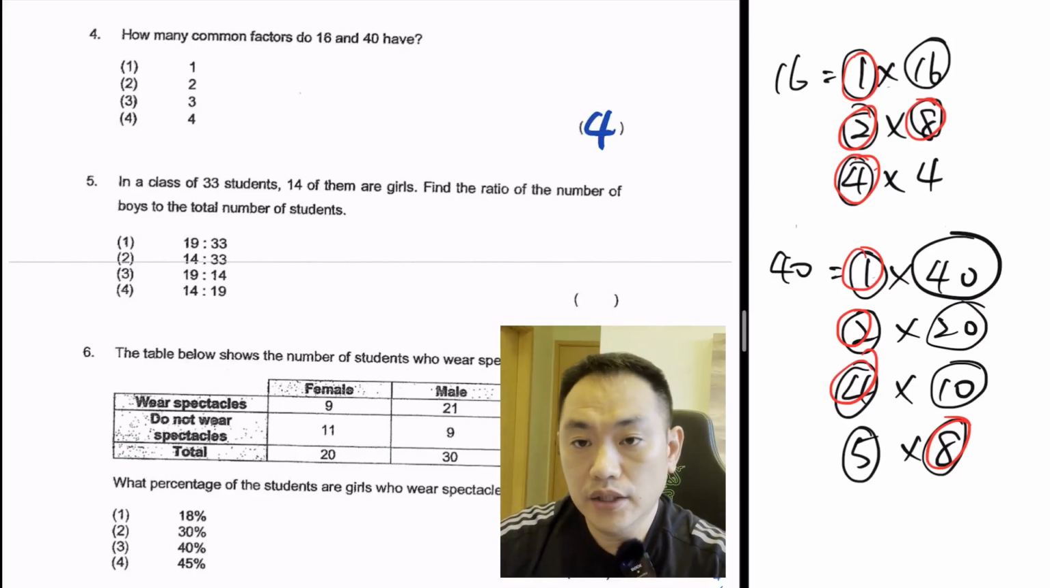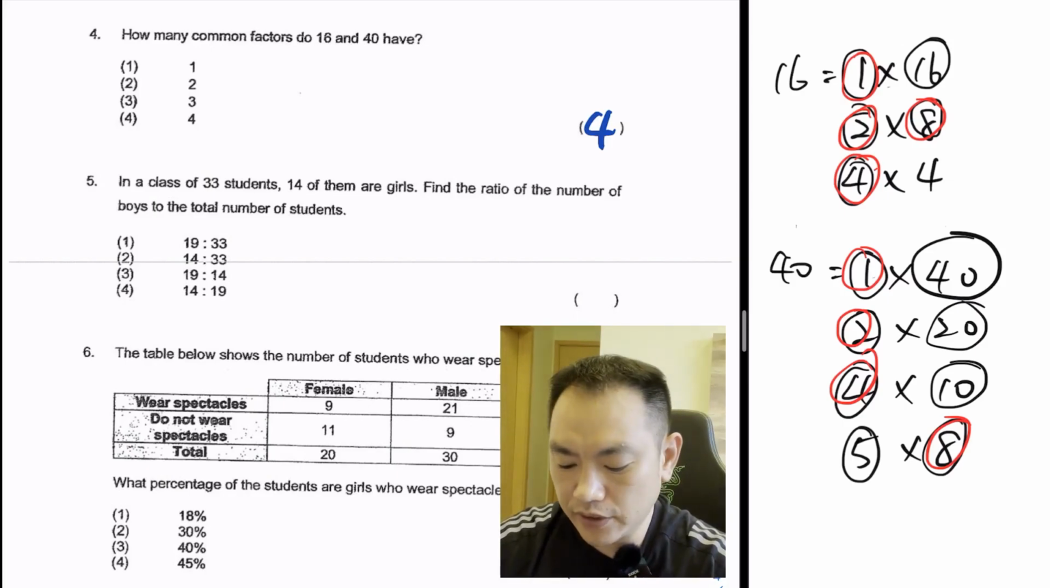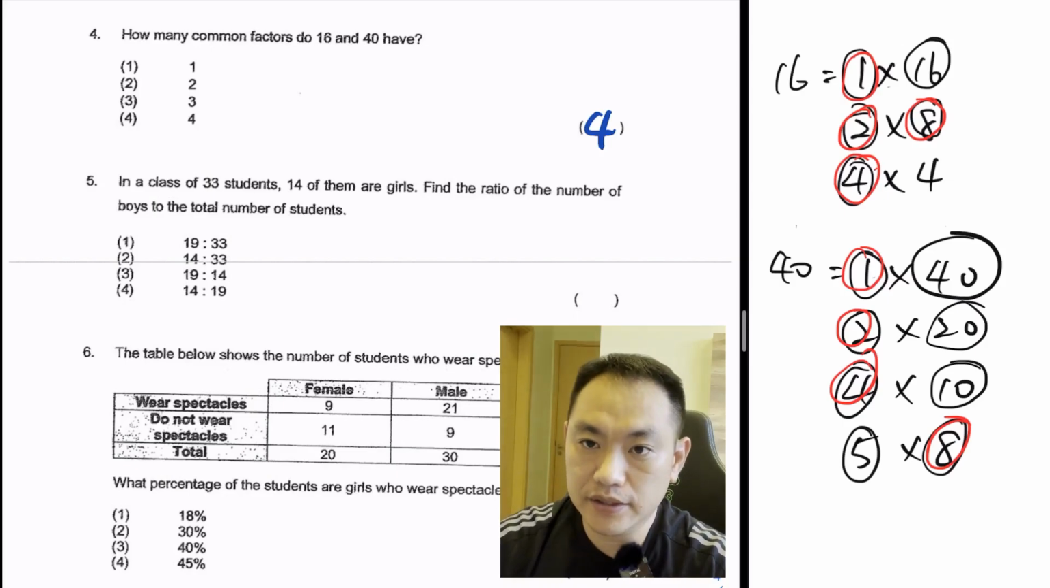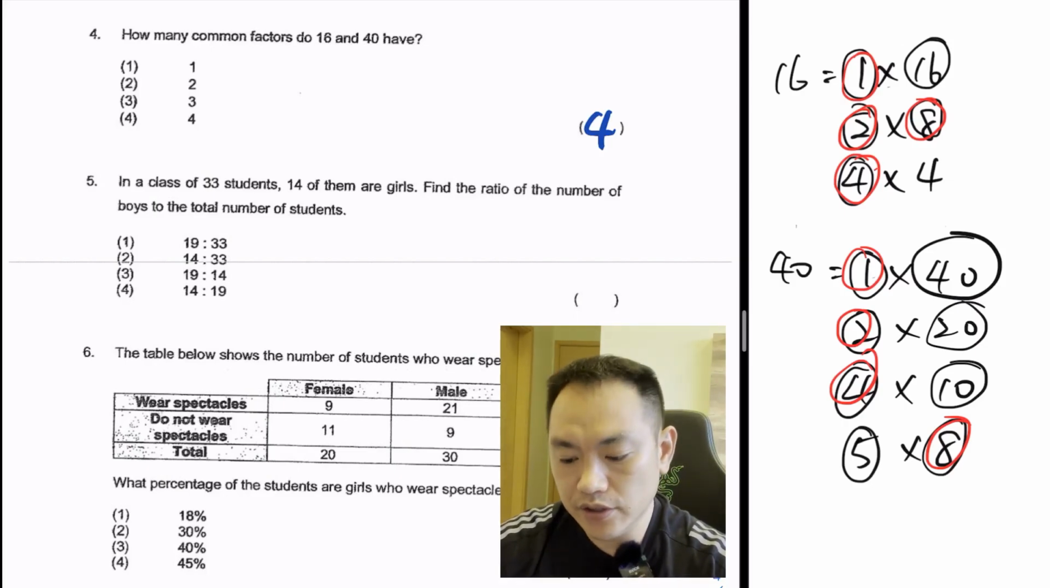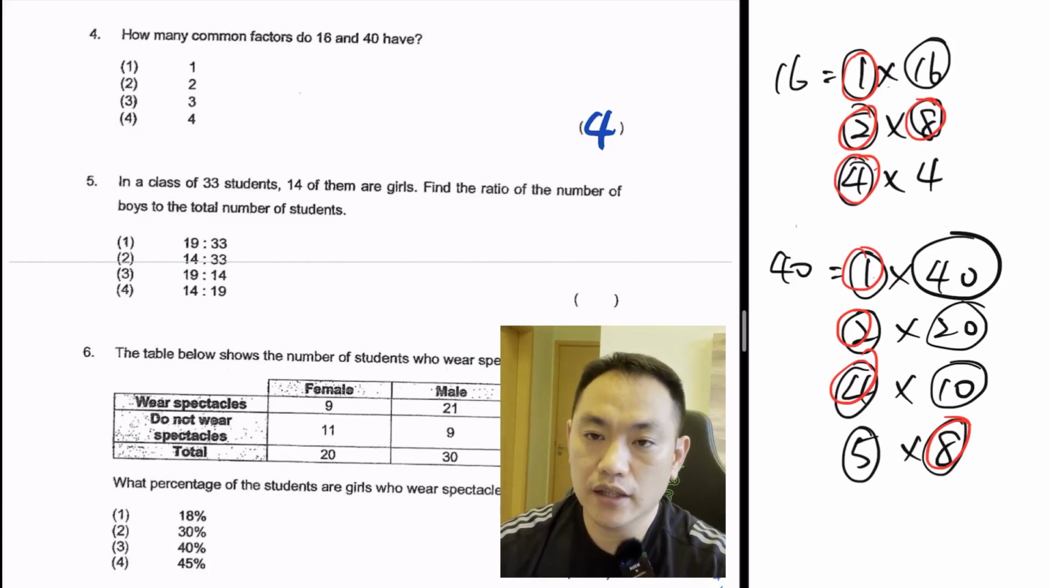The common error you will make is you will realize there is a common factor of 2, there could be a common factor of 4, and you might also realize there's a common factor of 8, but you might miss the common factor of 1 itself. Because this is talking about common factors, we need to include from 1 all the way to itself, which is 16 and 40 in these cases. The way to do this is you list down all the factors, and then you pick the common ones. Then that will be the answer. So in total there are 4.